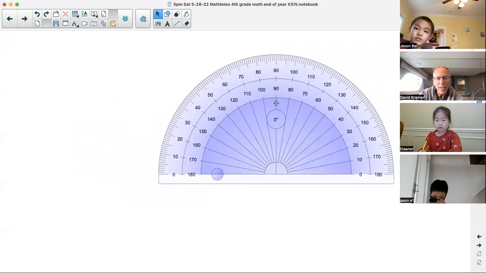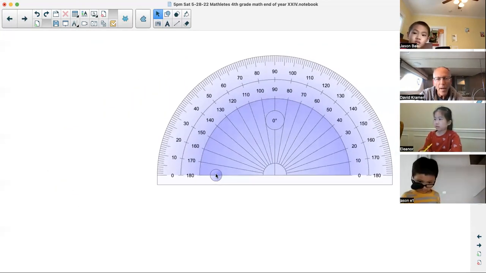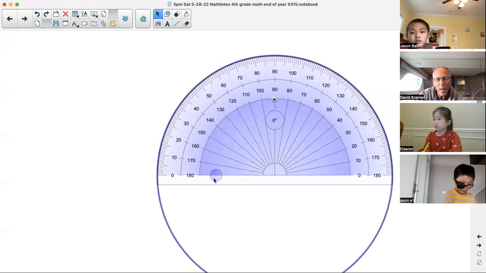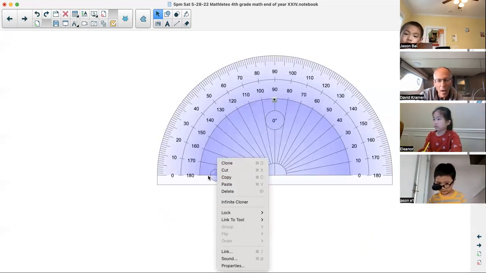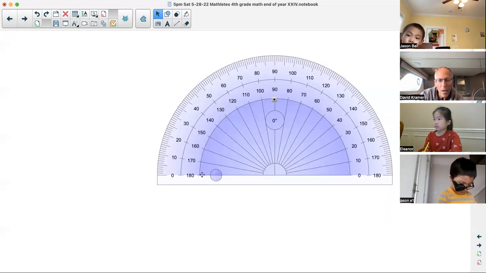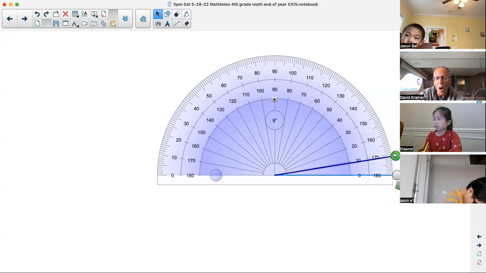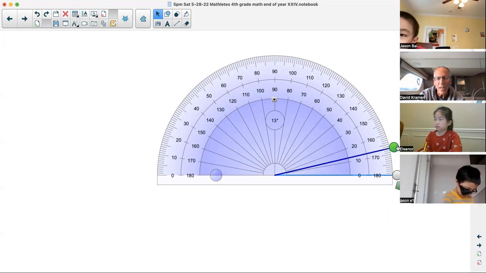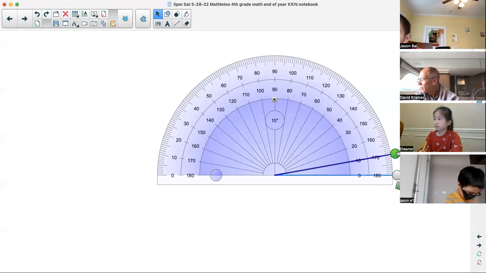Okay. Now, guys, look at this protractor. If I take the angle and move the angle, let's see if I can do this. Oh, there it is. Watch this. As I move the bar, look at this. The angle changes. What degrees is that, everybody? 10. That's right.